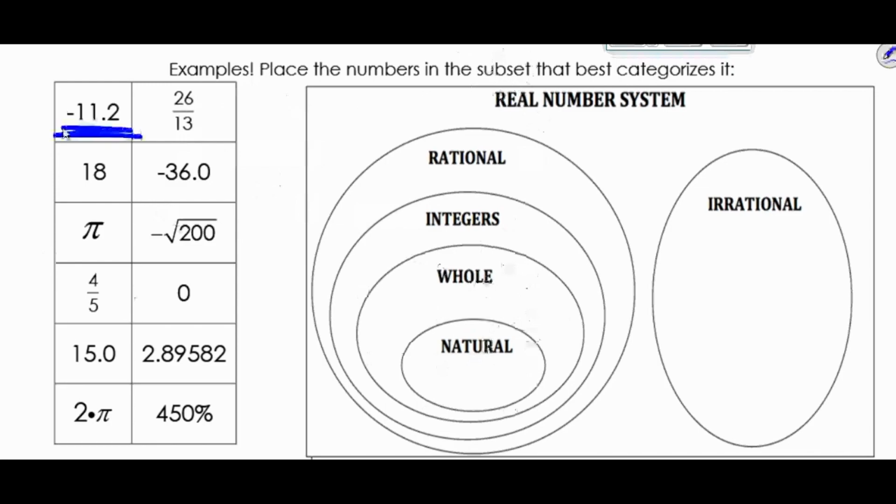Negative 36 is a negative number. Negative square root of 200, also a negative number. 0, that is not a positive number. 450%, really what percent means is divided by 100, so that's 4.5. So that's also a decimal. It's not going to fit into the natural numbers.